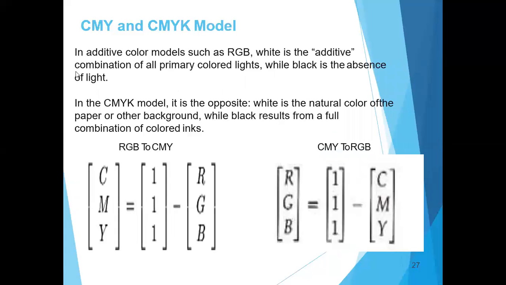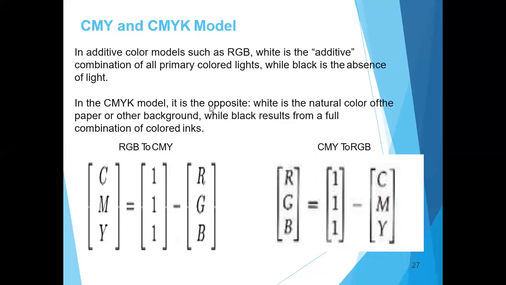So in an additive color model such as RGB, white is the additive combination of all the primary color lights, while black is the absence of light. So how do I get white here? In the RGB model, white is obtained by 1 1 1. That means by combining red, green and blue, by adding all three primary colored lights, I'll be getting the white color. Whereas if I remove everything, I'll get black. Black is the absence of light, so black is 0, 0, 0.